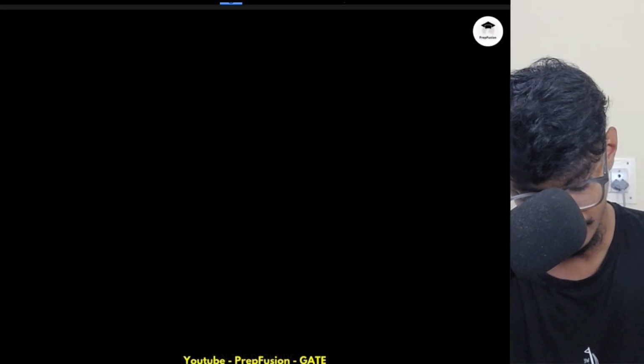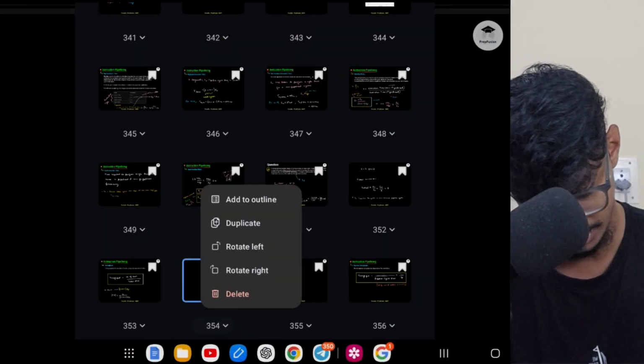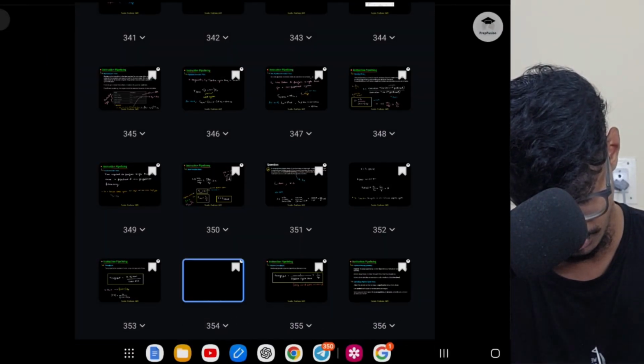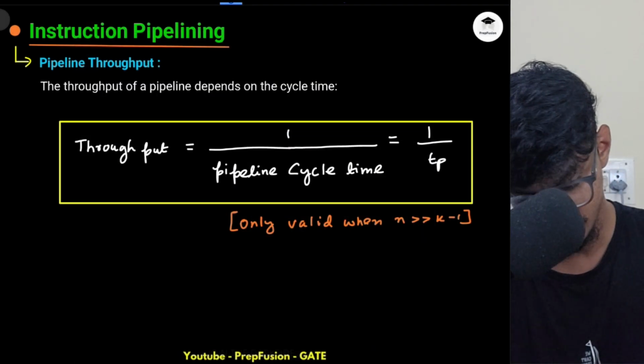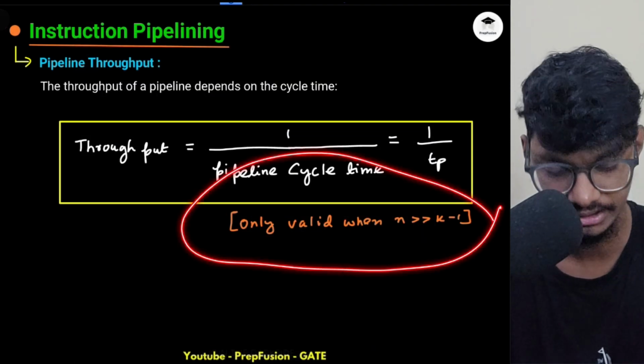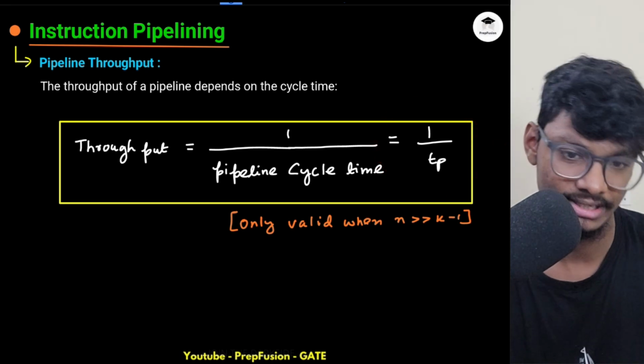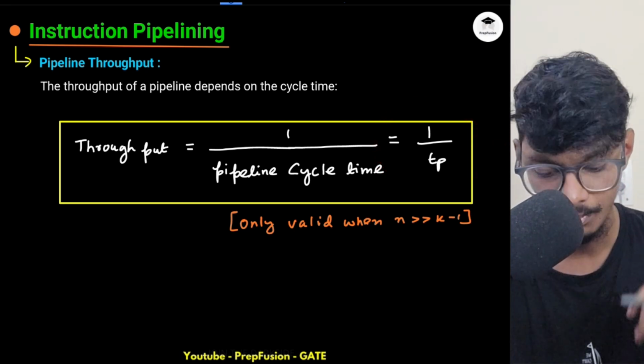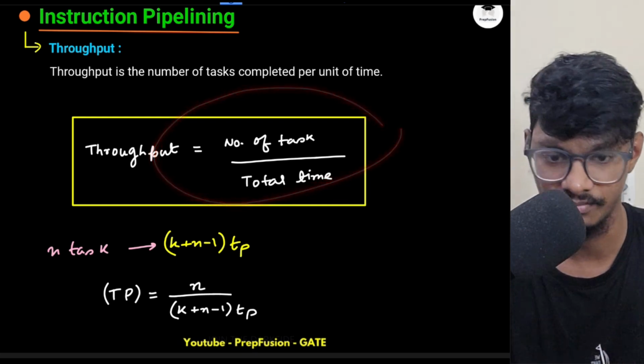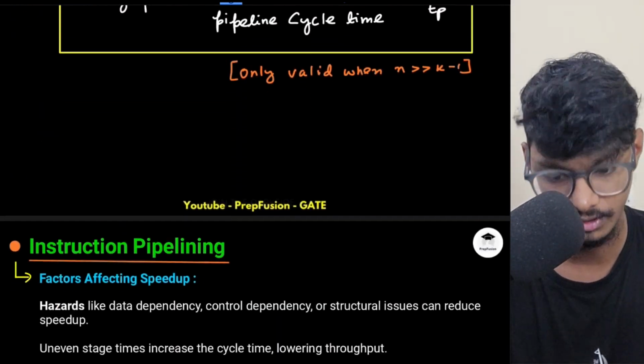That is what is written on the next page. Here I have added extra pages that are actually not required. So that is what is written over here. If my n is very large compared to k minus 1, then my throughput becomes 1 by TP. That's it. Basic information that you should know. But the basic definition of throughput you should know. From there you can derive this formula. No issues.